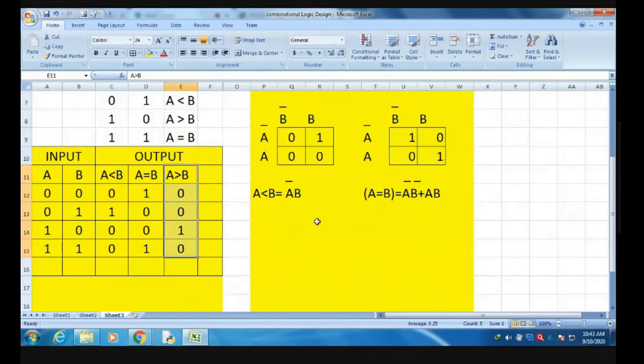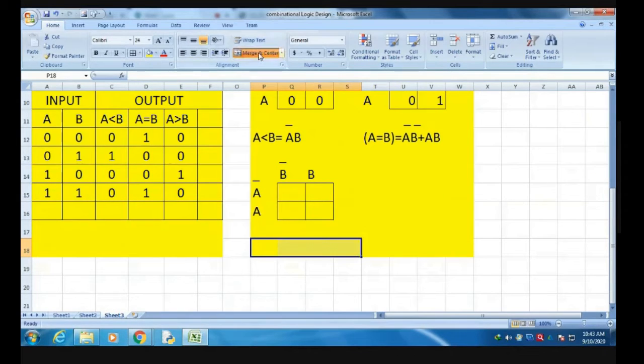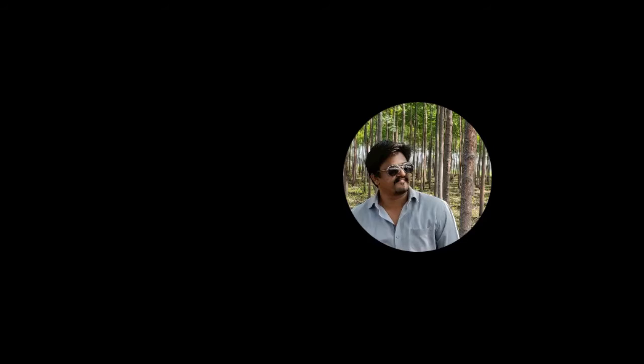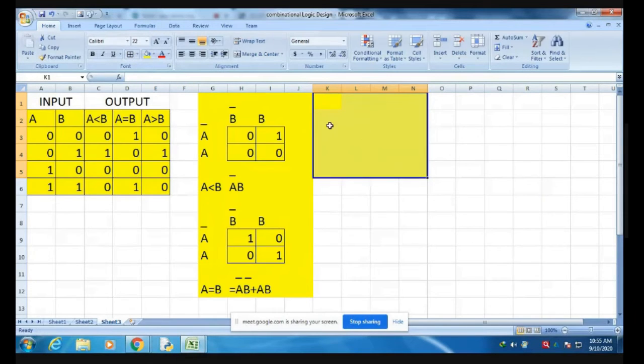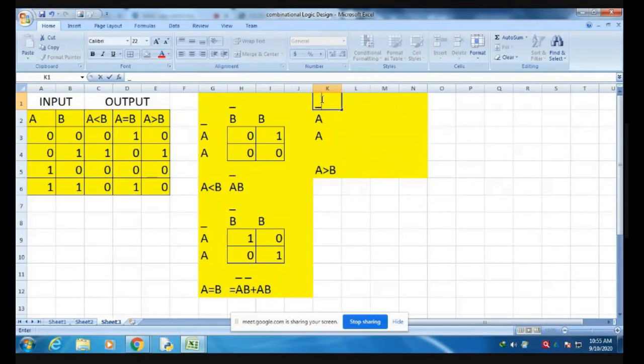Now for which one do we look? The third one. Write here B, B bar, A bar, A. For which one should we write the equation now? A is greater than B. Yes, A is greater than B. Now the third and last equation, that is A is greater than B. For the last equation we consider A bar. Okay, I'm going to write here.